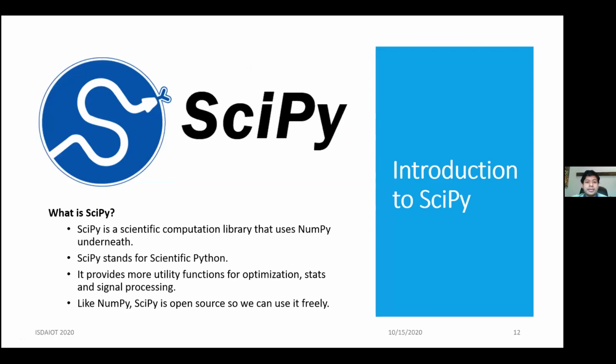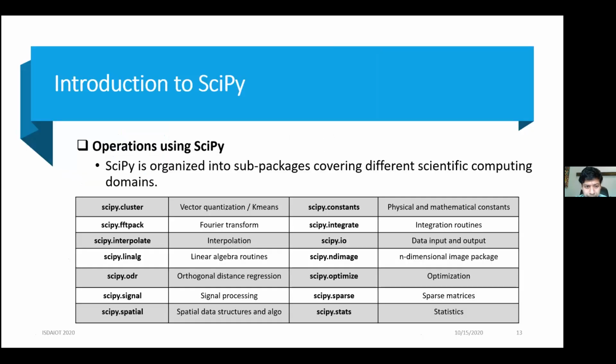Now let's get a brief introduction to SciPy. SciPy is a scientific computation library. It uses NumPy underneath. It is also quite fast in operation. It stands for Scientific Python, and it provides more utility functions for optimization, statistics, and signal processing. Both NumPy and SciPy are open source libraries, and we can use them freely.